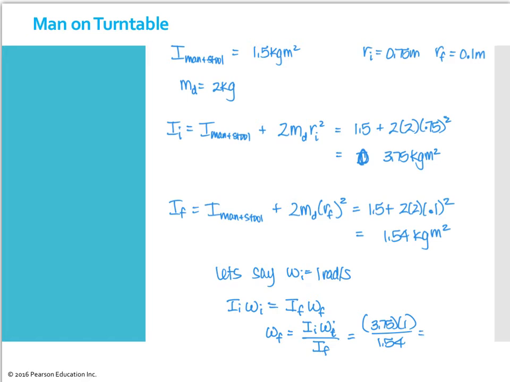And we find that his spin rate increases by almost 2.5 times, and all he had to do was pull the weights in. So this is a classic moment of inertia problem. Let's look at some questions.